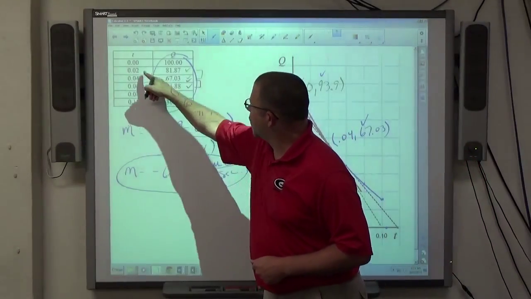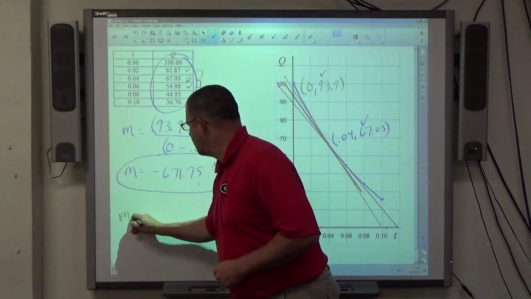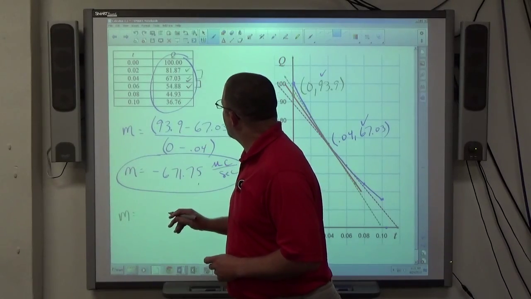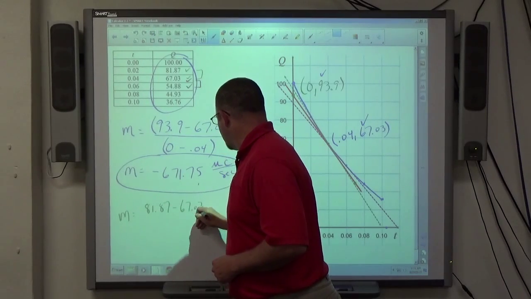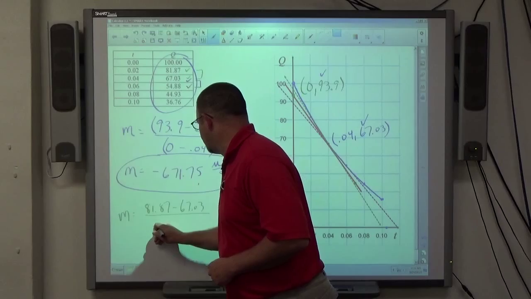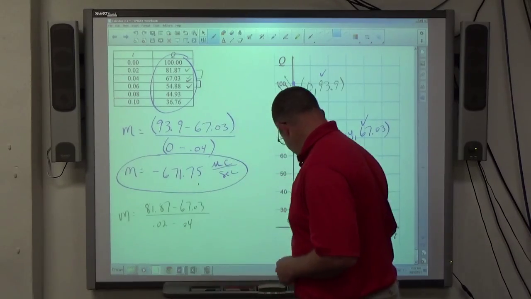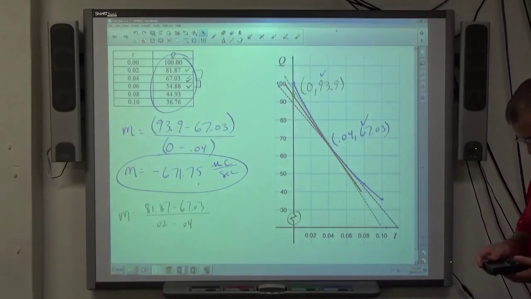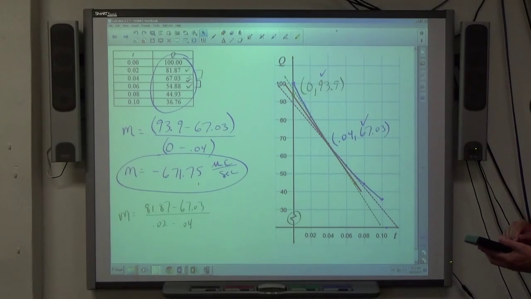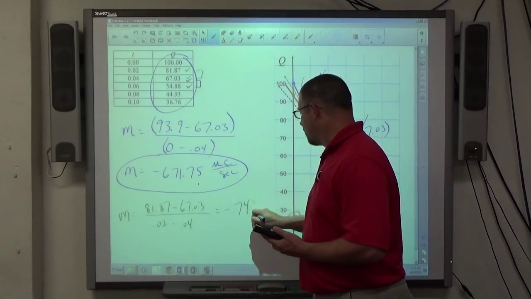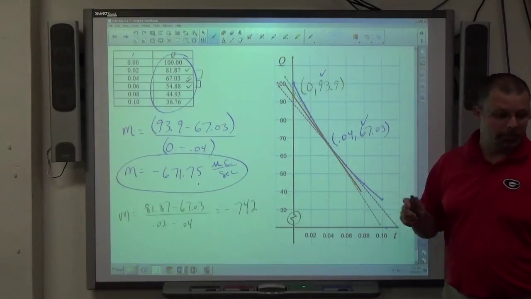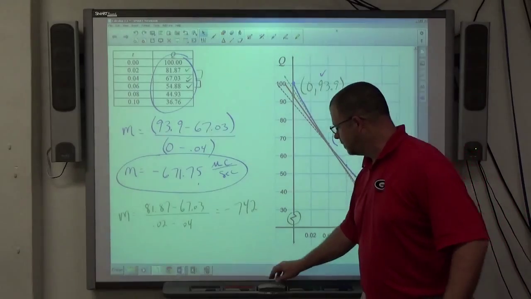first of all the secant from 0.02 to 0.04, and that's going to be 81.87 minus 67.03 divided by 0.02 minus 0.04. Type that in our calculator to save time. My calculator says it comes out to negative 742, which is nowhere near negative 671, right? But again, it doesn't have to be.